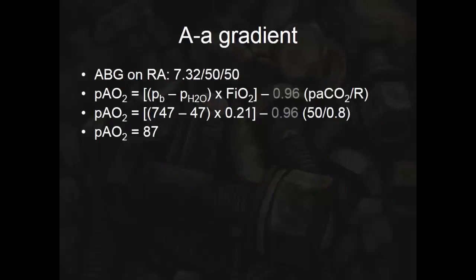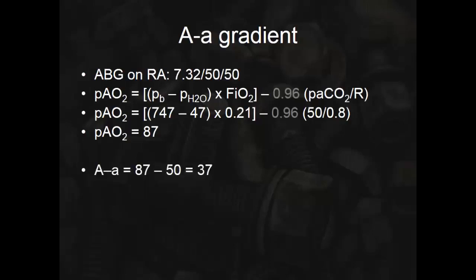Is this a normal A gradient for this lady who came in with all of the risk factors for PE and has hypoventilation? Is it normal? Who likes this number? Who wants 87 as their A gradient? Nobody. Okay, good. All right.